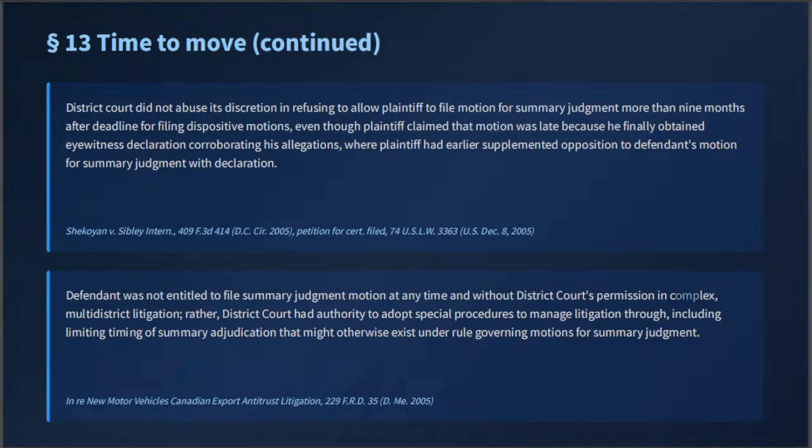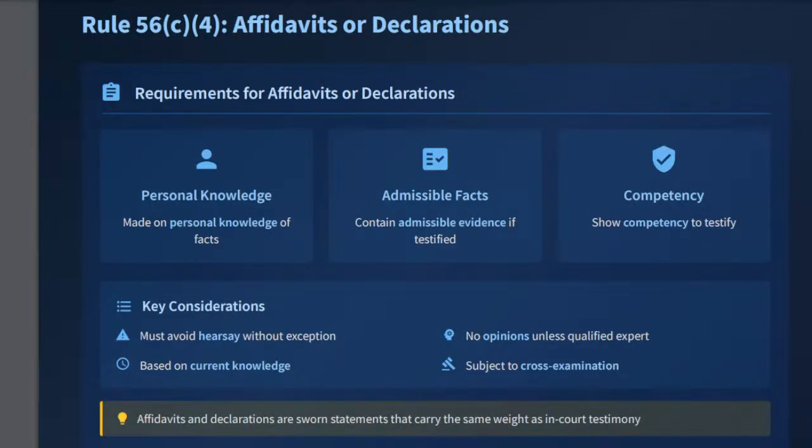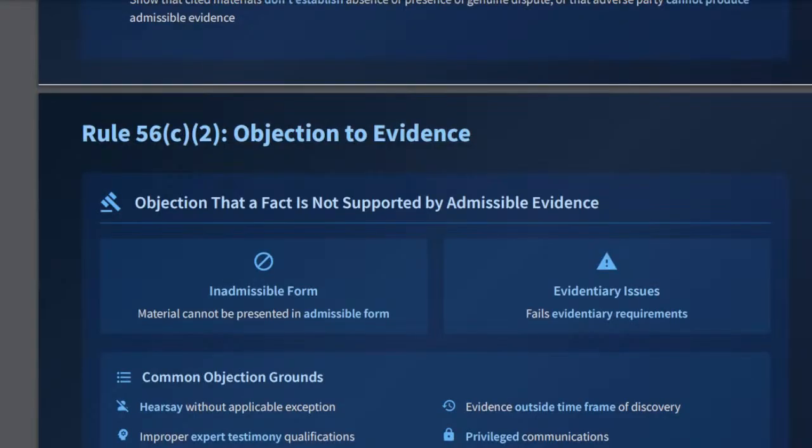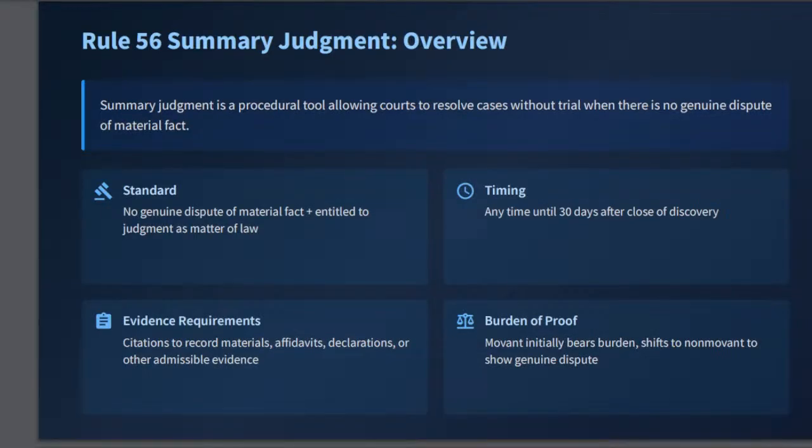Okay, yep. So let's check out Rule 56, which we have handy here. All right. So on Rule 56, give me a second here. There we go. Let's go back here to the beginning of it and see where we have that 30-day. Yep, here we go. Summary judgment is a procedural tool allowing courts to resolve cases without trial when there's no genuine dispute of material fact.